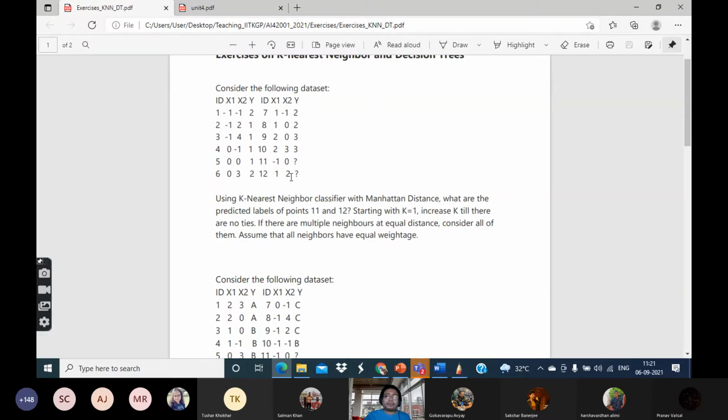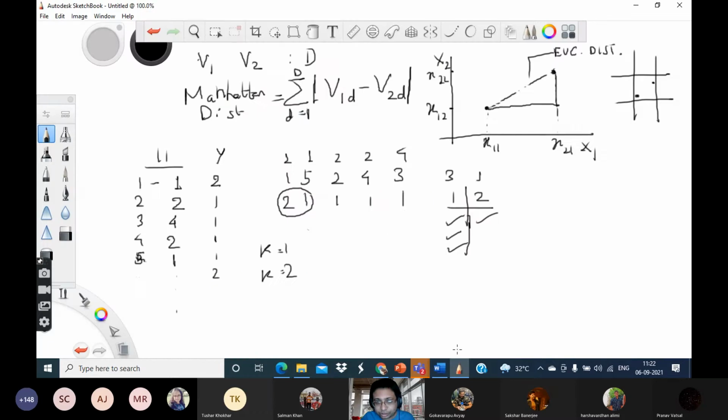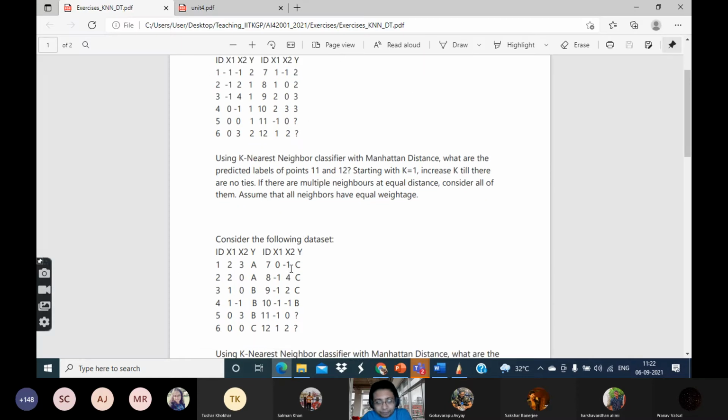The same thing I do separately for class 2, for the 12th data point. I keep on calculating its Manhattan distance to all the points and then just take the vote as soon as I see that there is no further tie. Okay. So assume that all the neighbors have equal weightage. So the votes of these 2 points have equal weightage. So I just get 3 votes for class 1 and 1 vote for class 2. That's the first problem.